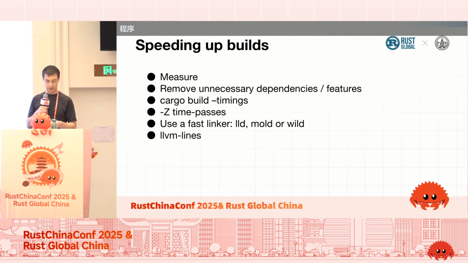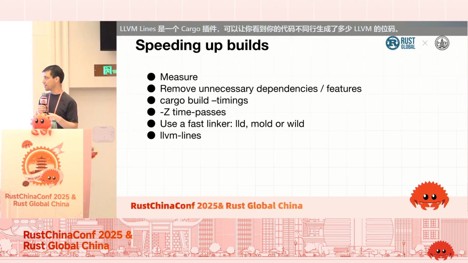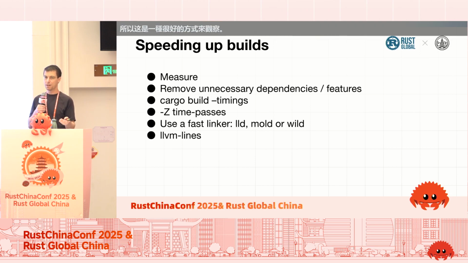cargo-llvm-lines is a cargo plugin that lets you see how much LLVM bitcode is generated for different lines of your code. So this is a good way to see, suppose you've got a generic function that is being expanded lots by some macros. That might be causing a lot of work for LLVM. This is a good way to see where you've got some hot code that you might be able to do less of, to make it a bit easier for LLVM to optimize your code.